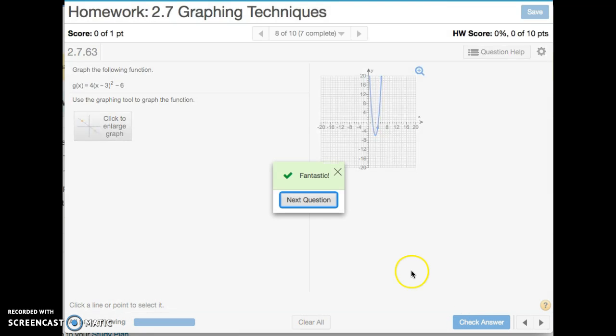check our answer. All right, so that shows you how to graph using those graphing tools in MyMathLab, as well as how to go about doing those vertical and horizontal shifts and stretches.